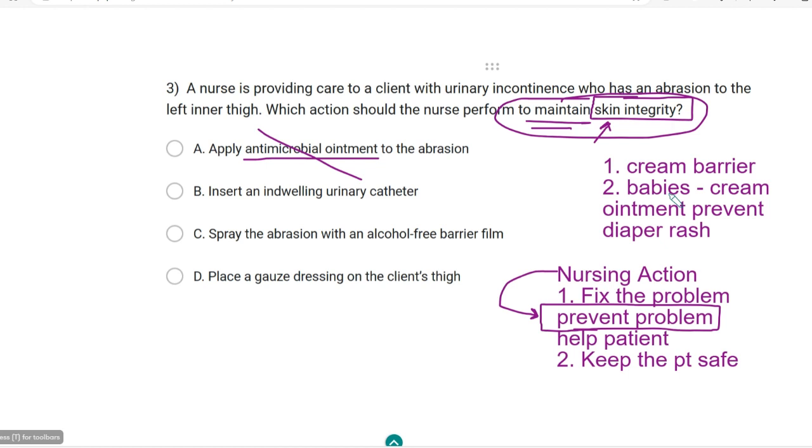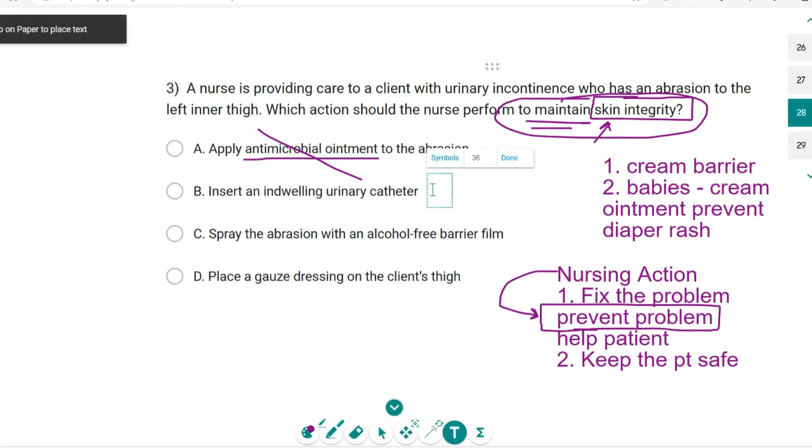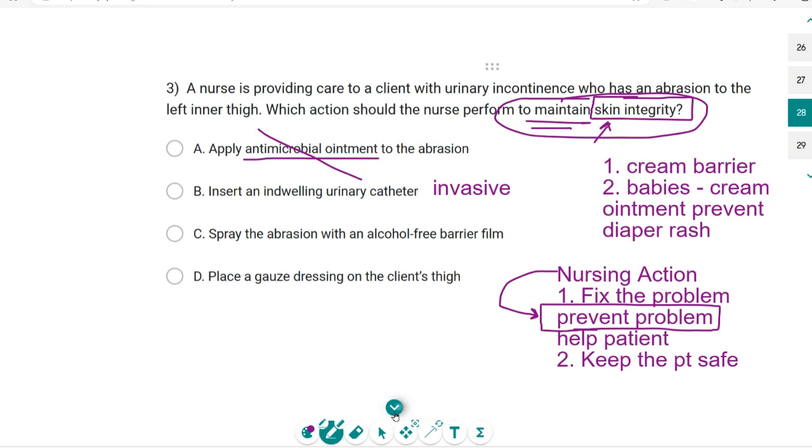B is insert an indwelling catheter. Now, although that might be helpful if a person has urinary incontinence, it's very invasive. And NCLEX likes us to do the least invasive thing. This is a bit invasive, and we usually don't put catheters in just because someone is incontinent. Now, if they're having retention, we may need to do that, but not just for incontinence.